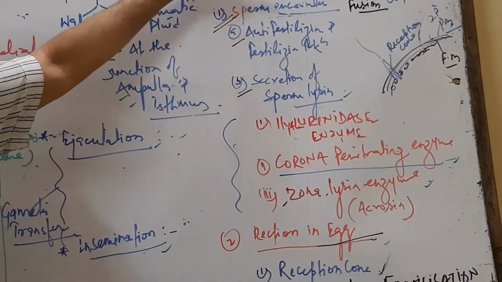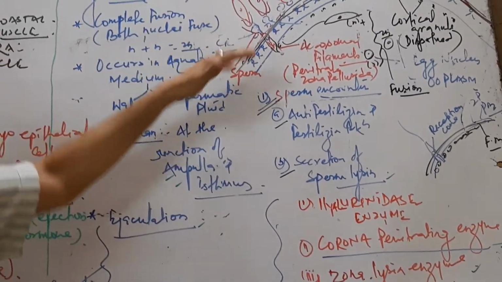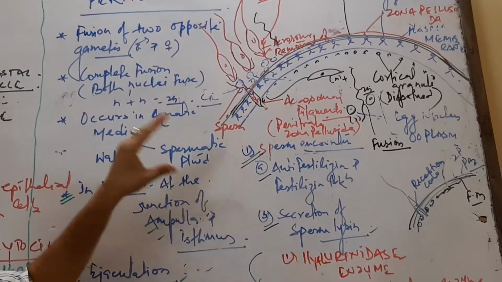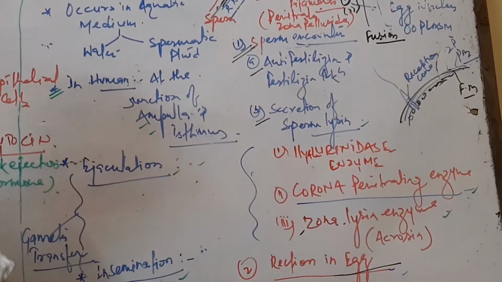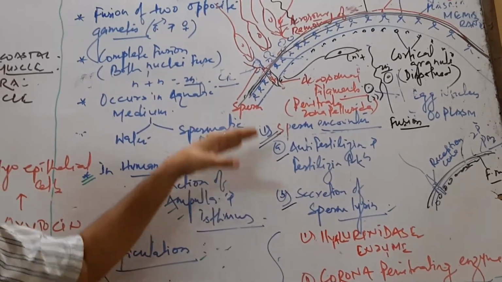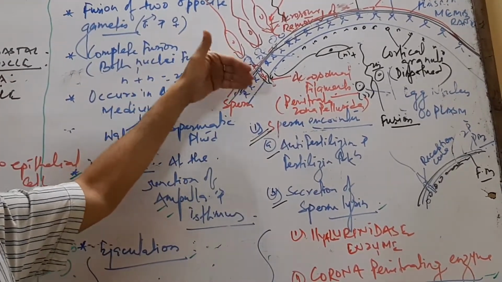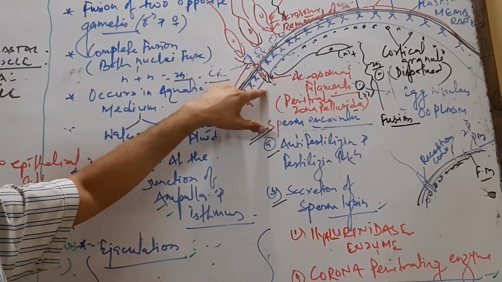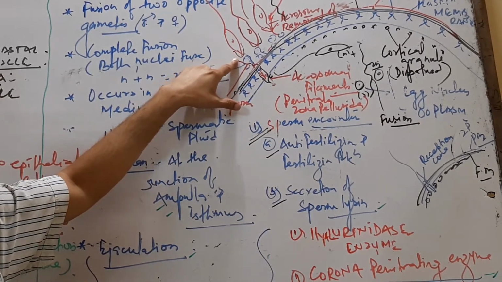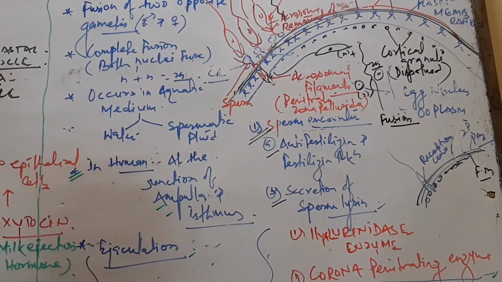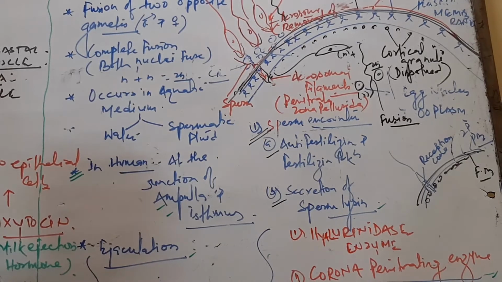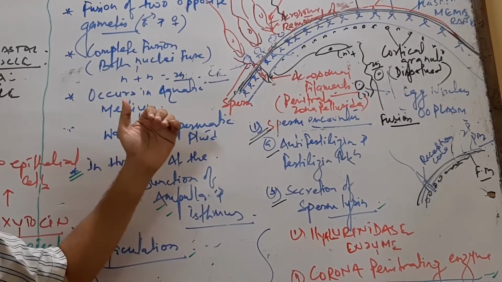The corona penetrating enzyme dissolves the corona, the granulosa cells present over the surface of the egg, which detach during ovulation. And another layer is dissolved by the zona lysin enzyme, which dissolves the zona pellucida, and the sperm comes inside the egg cytoplasm. The acrosome becomes elongated to form the acrosomal filament, which penetrates the egg membrane or zona pellucida and comes inside.